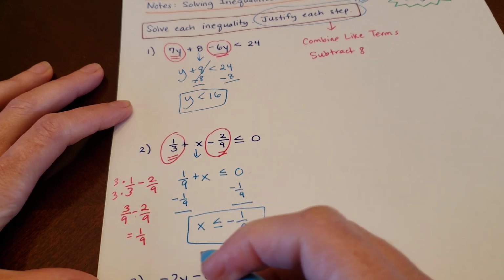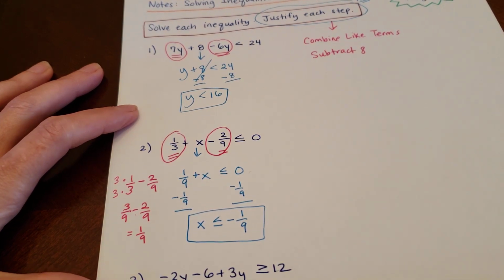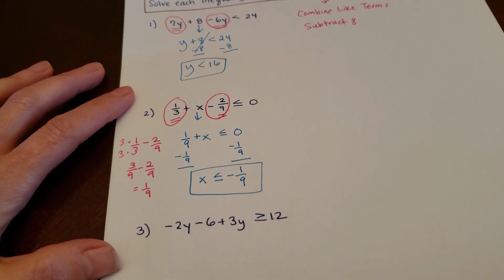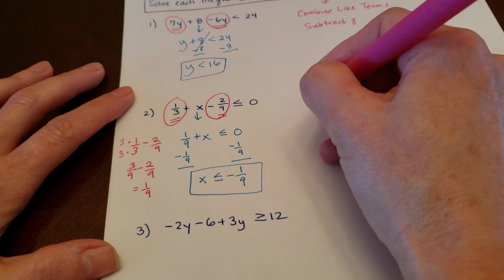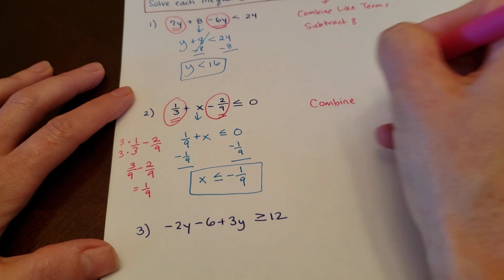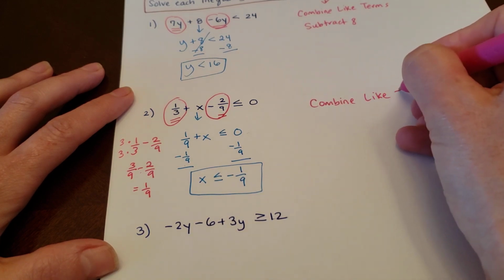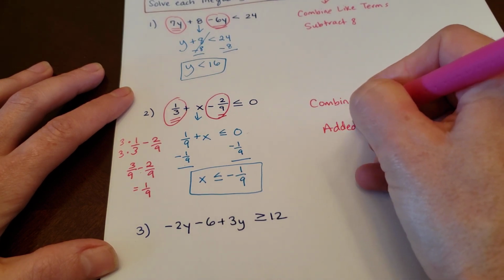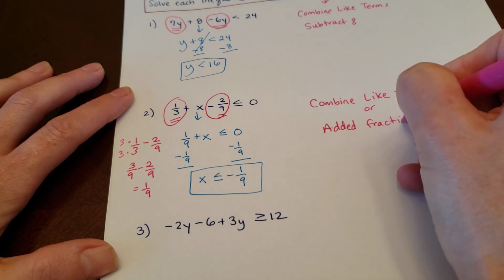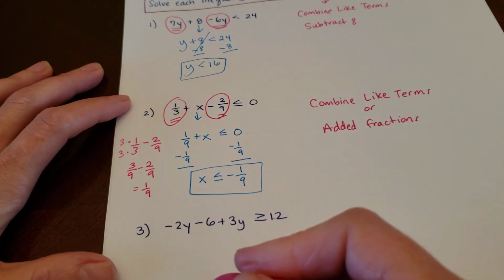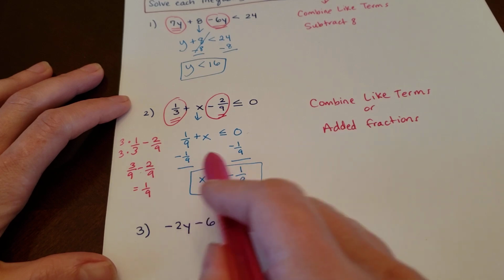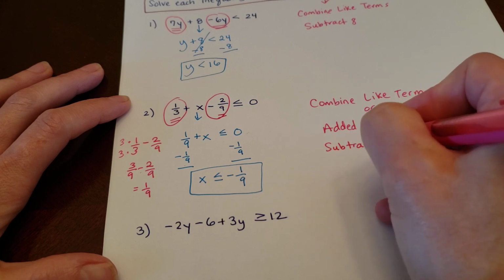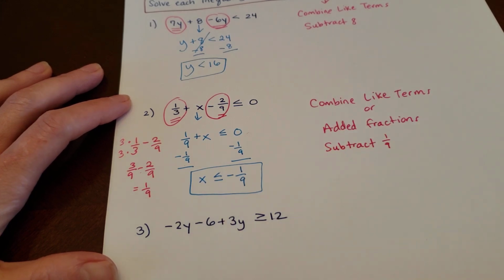So again, that's the first part of the problem. Now we go back and we figure out what we actually did to get that. So the same thing, we combine like terms. You could also, instead of saying combine like terms, you could say that we added fractions, because our like terms were fractions in this case, so something like that. And then our next step was we subtracted 1/9 to both sides, so subtract 1/9. And then that completes the problem.